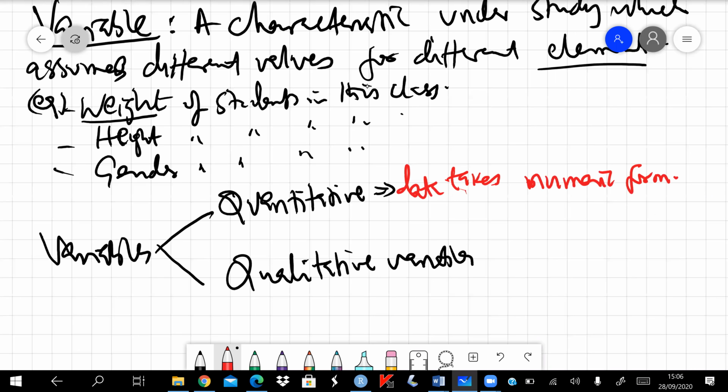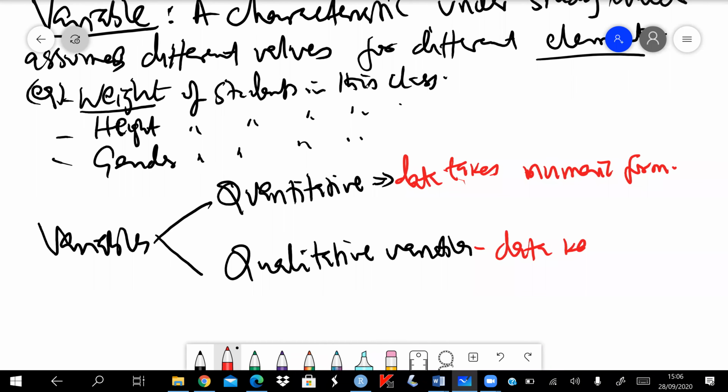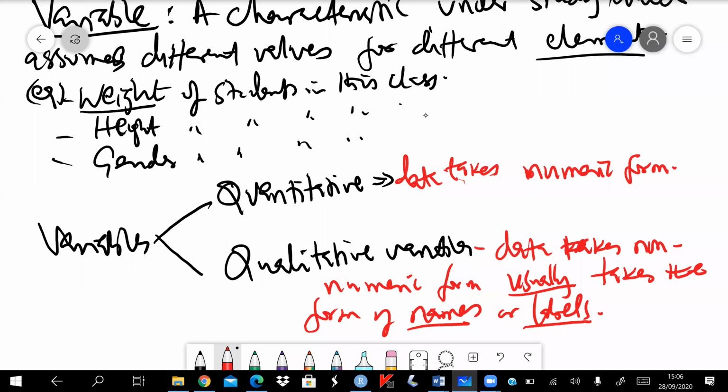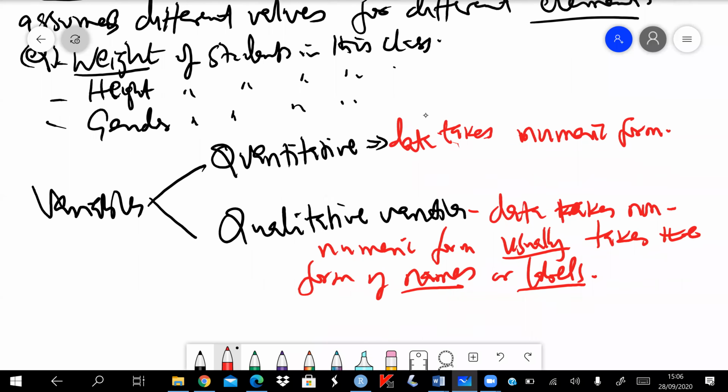When you talk about qualitative variables, here the data takes non-numeric form. Usually, the data comes in the form of names or labels. For instance, the gender of a person. The gender of a person will not attract a numeric form of data. It will either be the name male or the name female. Or you can use a label like M for male or F for female. So those are labels. The color of your eyes will also take names. For instance, maybe your eyes are black, maybe they are green, maybe they are blue, and so on and so forth.